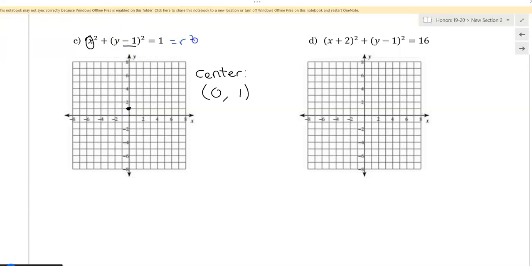This equals r squared. So when I find my radius, I'm going to take the square root to find r. So the square root of 1 is just 1. So I'm going to start at my center. I'm going to go 1 to the right, 1 up, 1 that way, 1 that way. And we have a nice little baby circle.